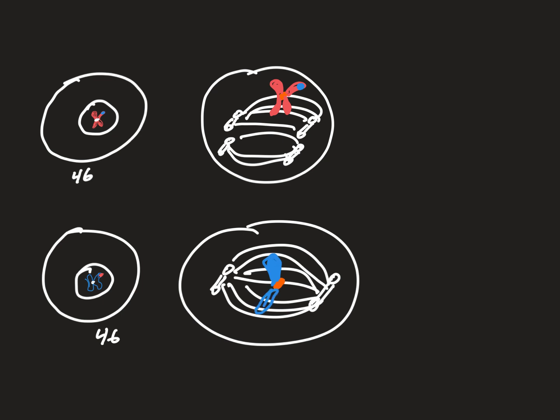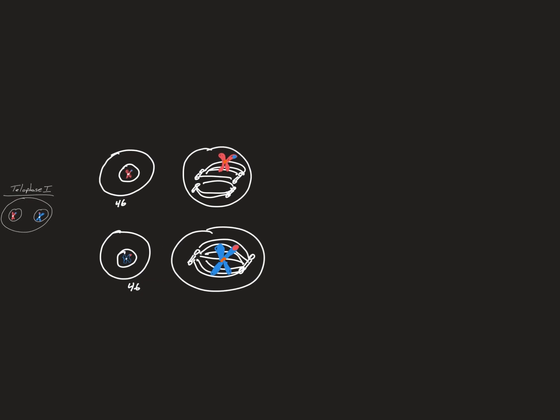The sister chromatids line up. The chromosomes line up with the sister chromatids going to separate. And so what you'll end up with is that. And of course, this is prophase 2. There's no difference between prophase 2 and mitosis prophase.